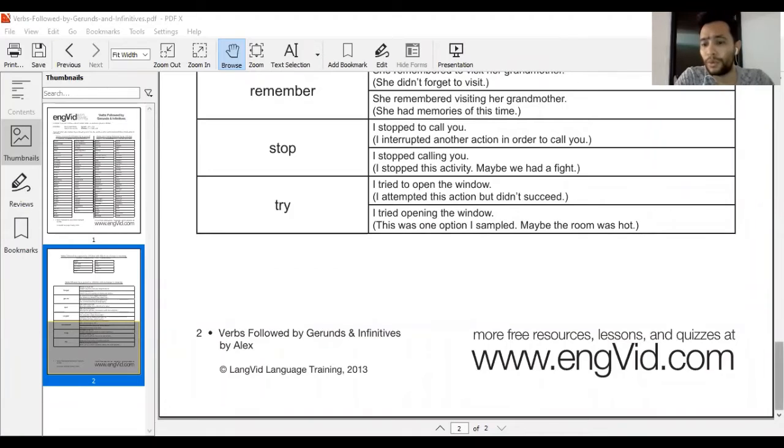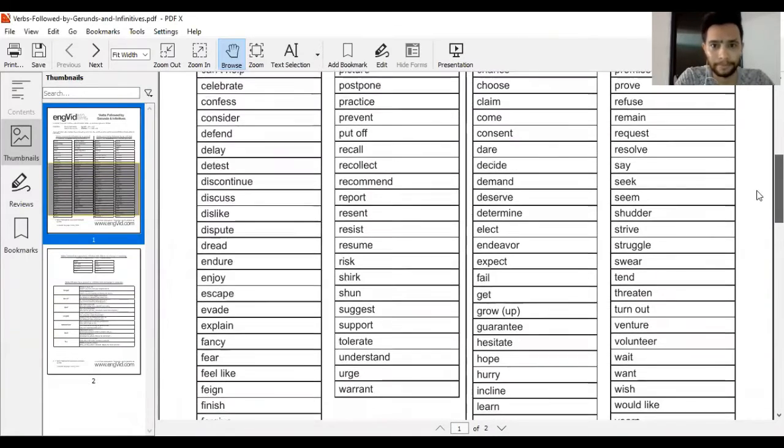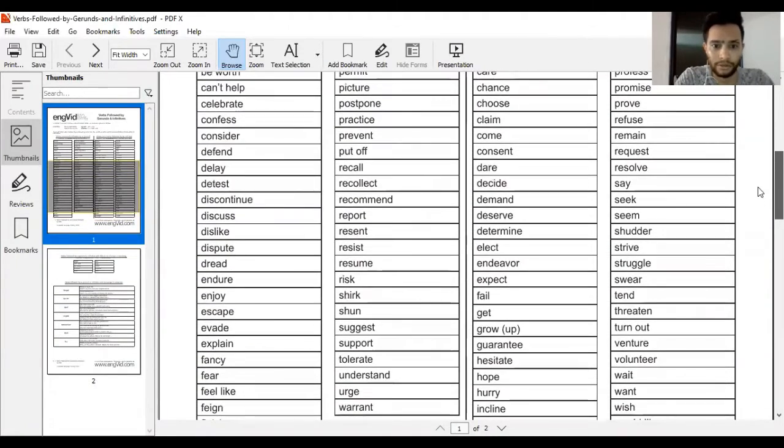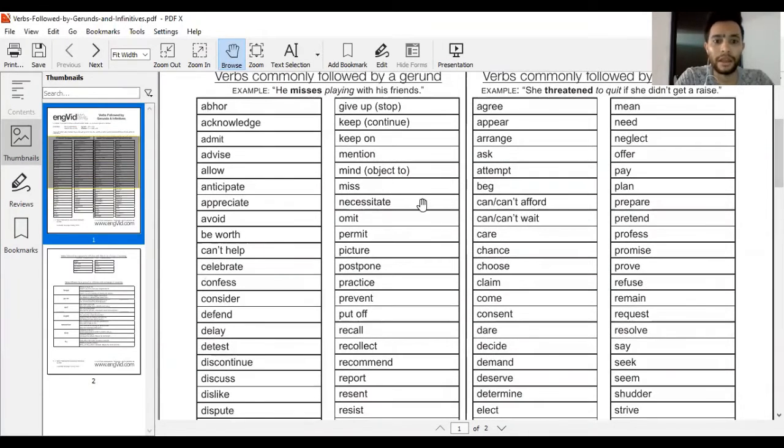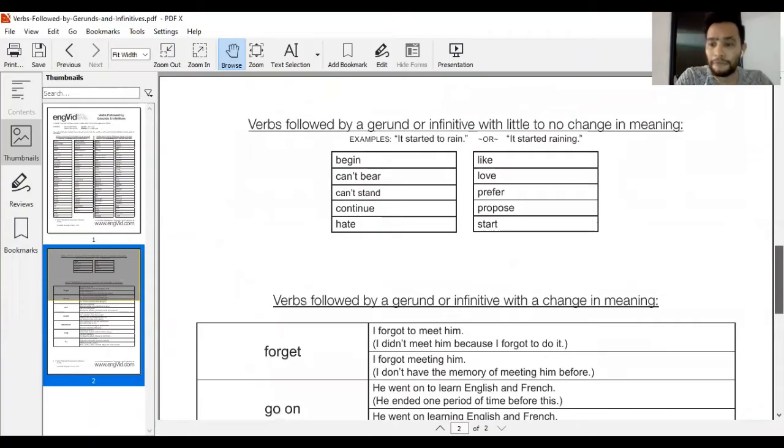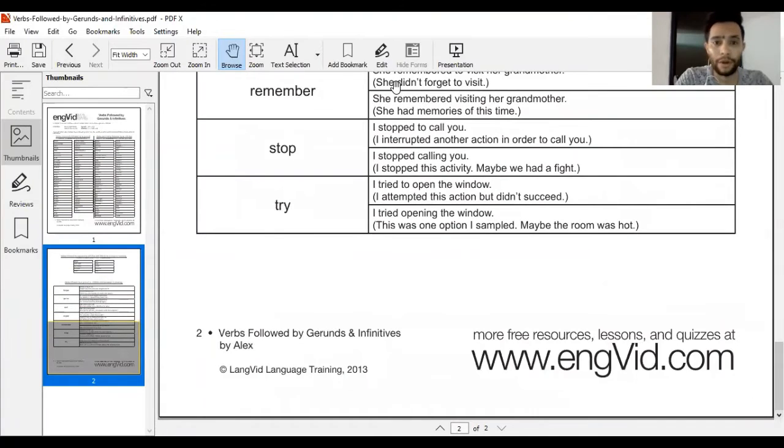All right, let's move on with the next one. We got 4 minutes. I don't remember where I left off. I think it was over here: report, resent, resist, resume, risk. All of these verbs are always followed with the gerund form.